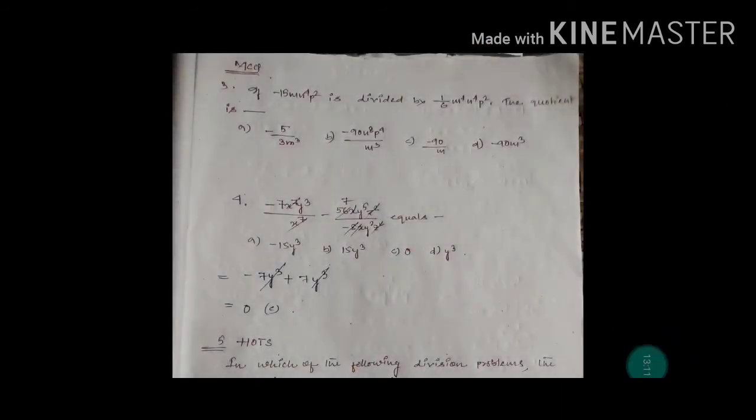See question number 3. If minus 15 m n power 4 p square is divided by 1 by 6 m power 4, the quotient is, that means if you divide this one with this, then what will be your quotient. So you do the division by yourself.